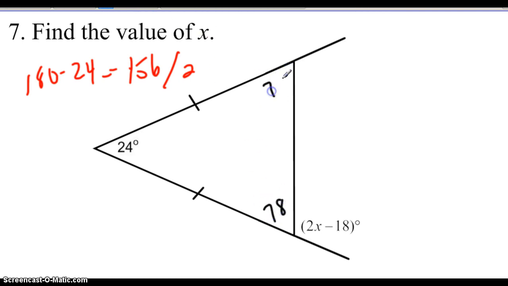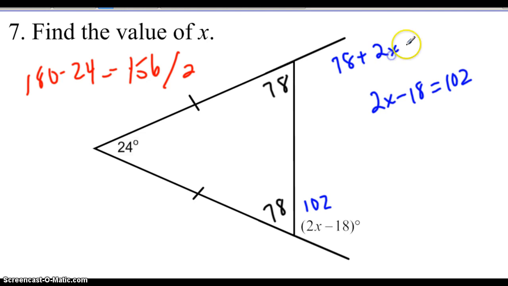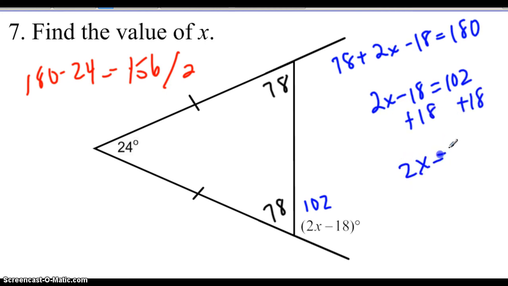Now remember, this is not in here. This is exterior to that. So if that's exterior to this, remember, what does an interior and exterior always have to add up to? 180. So you could either make this 102 and set 2x minus 18 equal to 102, or you could write it as 78 plus 2x minus 18 equals 180, however you want. Then I add 18, and 2x equals 120, and x is 60 degrees. And that's all my problem asked for, was the value of x.